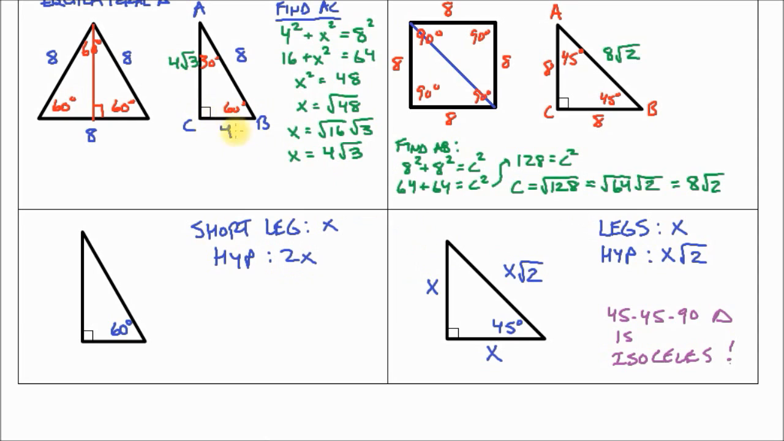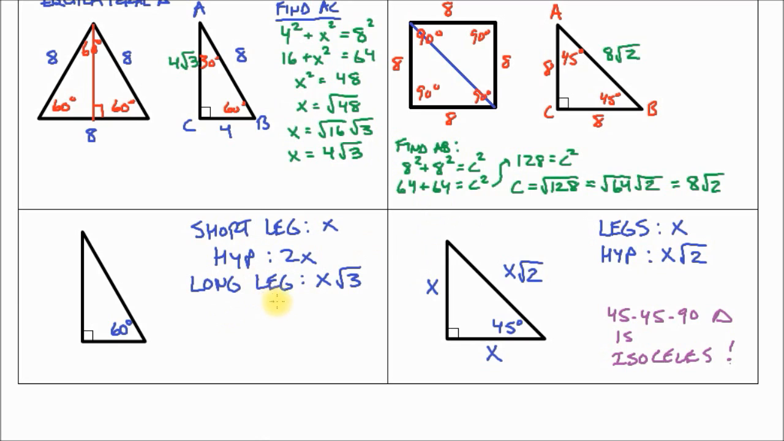See how we had a 4 here? That was half of the side of the equilateral triangle, and the hypotenuse was, of course, double that. And now the longer leg of the two, that one is going to be x times the square root of 3. Take a look at our example. If x was the short leg, then x times the square root of 3 is the long leg.